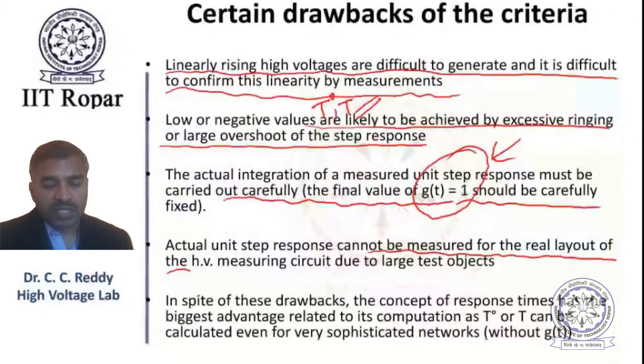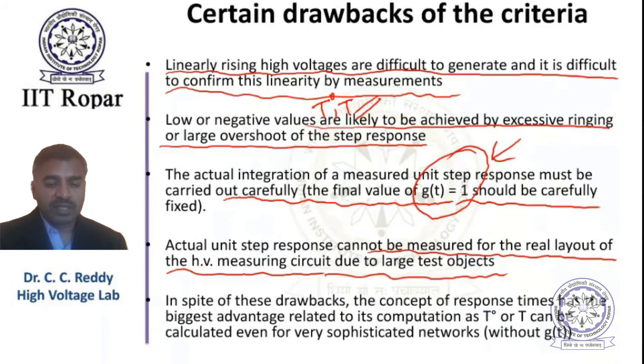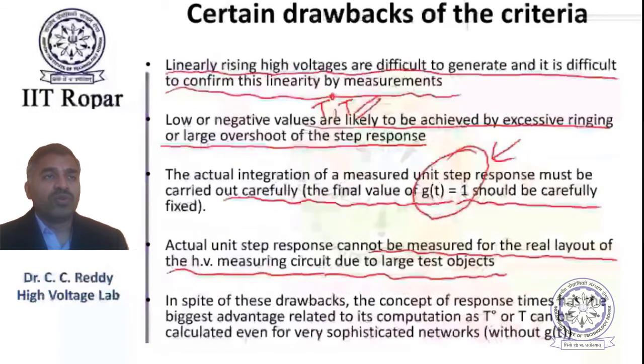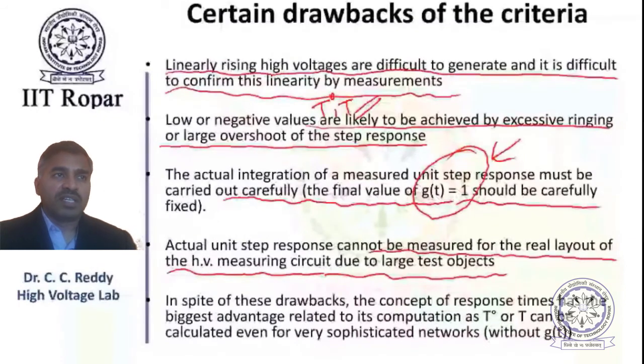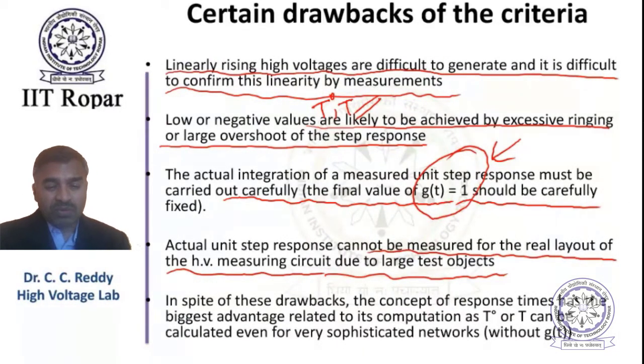And then the actual unit step response cannot be measured for the real layout of the HV measuring circuit due to large test objects. This is one fundamental difficulty, because the test object size is huge. Sometimes you may be testing very big cable systems of long length, and then the height must be huge, depending on the voltage level. The terminators will have huge height, and then you have to apply a unit step function there. So there are complicated difficulties in applying the step input for those large heights. But of course, the real layout is not used; some standard layout has been suggested in the standards, which can be used to measure the step response.